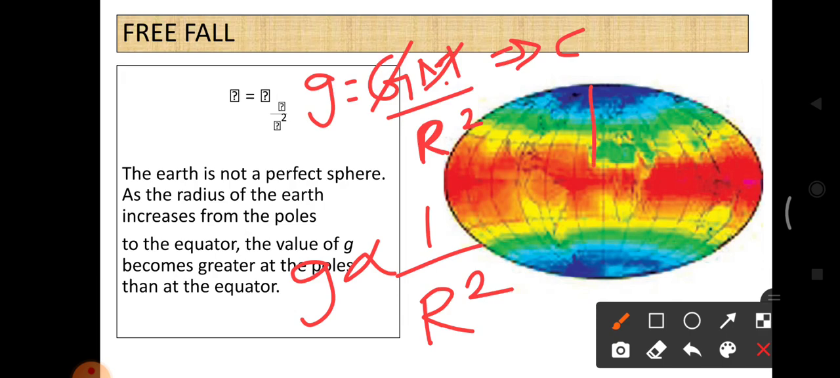And take here in the earth, the radius at the pole is less. The radius at the pole being less means the acceleration due to gravity is more. When the r value is less, the g value is more. If you take the equator, the radius of the earth is more. So the acceleration due to gravity is less at the equator, because the acceleration due to gravity is inversely proportional to r squared.